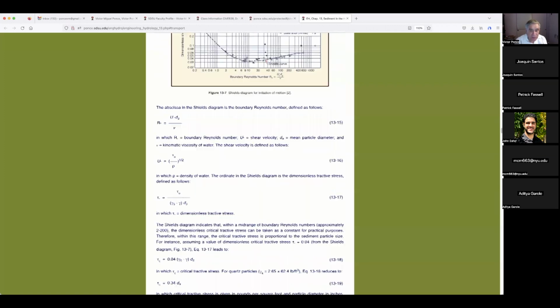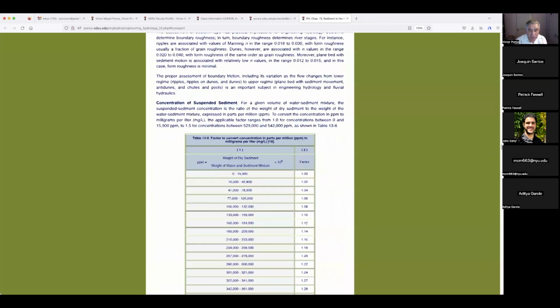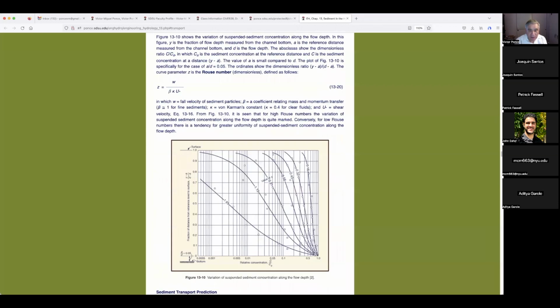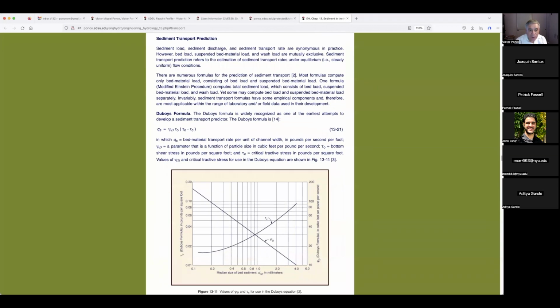Okay, so we're going to start with the methods. I'm going to skip this part here because we already covered it at the beginning of the class. You must be familiar. This is the Simon's method, the table. This is the Rouse formula. So we're starting here with the Duboys formula. I believe the pronunciation is Duboys. I'm not French, so I don't know how to pronounce it, but it is kind of a French formula.